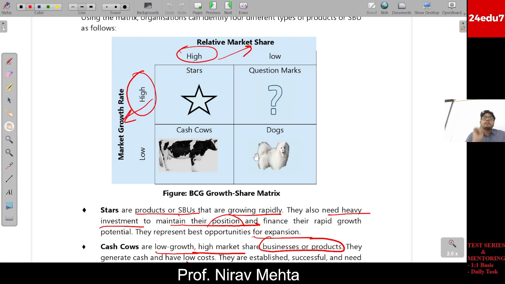Why is it called a question mark? Question mark means we don't know the future. If we don't concentrate, our cash may get trapped. If we concentrate, it will not get trapped. It will become a star, then a cash cow. Why is it called a dog? Because a dog's future is small. At the age of 10, 11, they get old age. That's why it is called future is small.